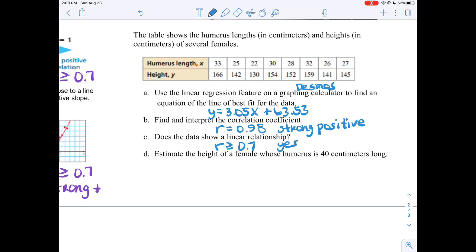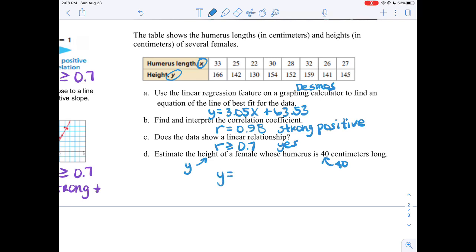Finally, they're asking us to estimate the height of a female whose humerus is 40 centimeters long. So up here, our height is our y value. So we want to know what y is when x, our humerus length, is 40. So all we have to do is take our equation and plug in that x is equal to 40 and then put that expression into our calculator.